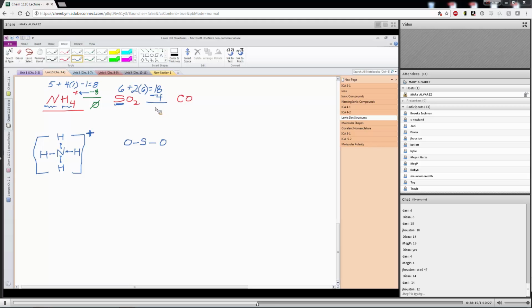18 minus 4. Shay Houston, you're going to have to watch your math on this exam. I'm sorry. Okay, we have 14 left. So now we move on to step 4. It says just distribute the remaining electrons, and we have 14 remaining.